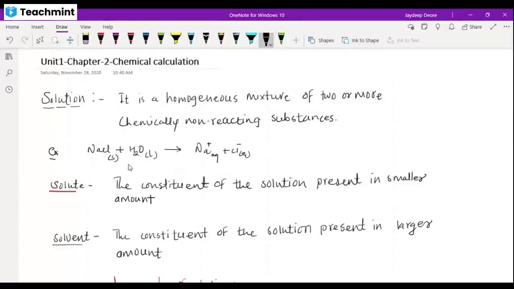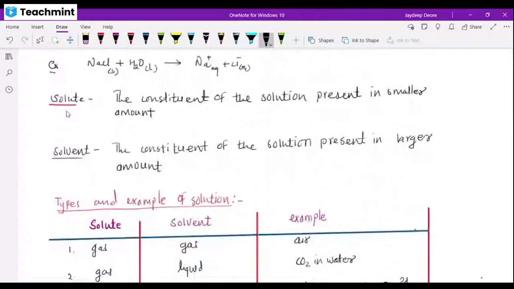Consider sodium chloride in water. So it prepares a sodium chloride solution. So that is the solution. And now the second part is the solute. Solute means the constituents of the solution which is present in smaller amount.